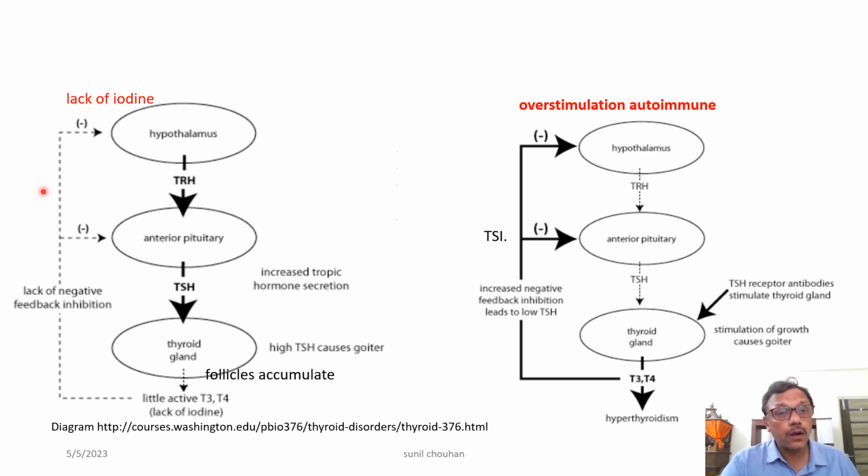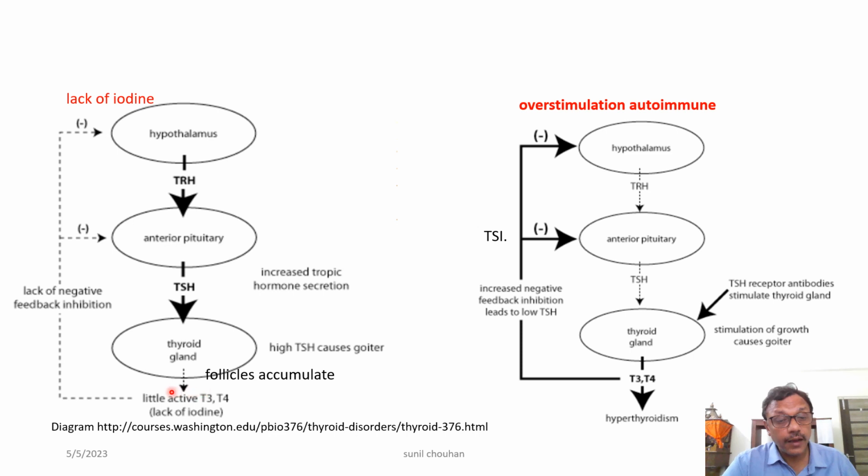Now normally what is happening? Thyroid releasing hormone is secreted from the hypothalamus. It goes to the thyrotroph cells in the anterior pituitary. From the thyrotroph cell, thyroid stimulating hormone is secreted, and it goes through blood to the thyroid gland. In the thyroid gland, it stimulates the gland to synthesize T3 and T4.